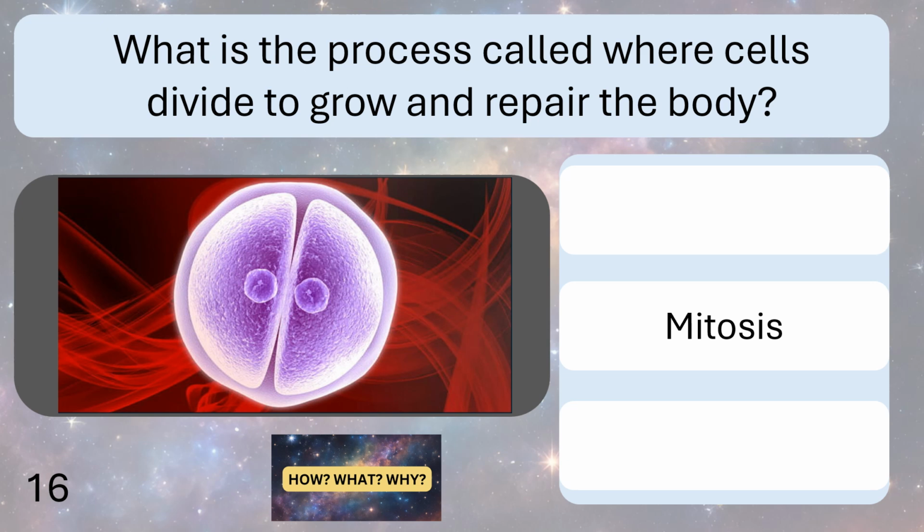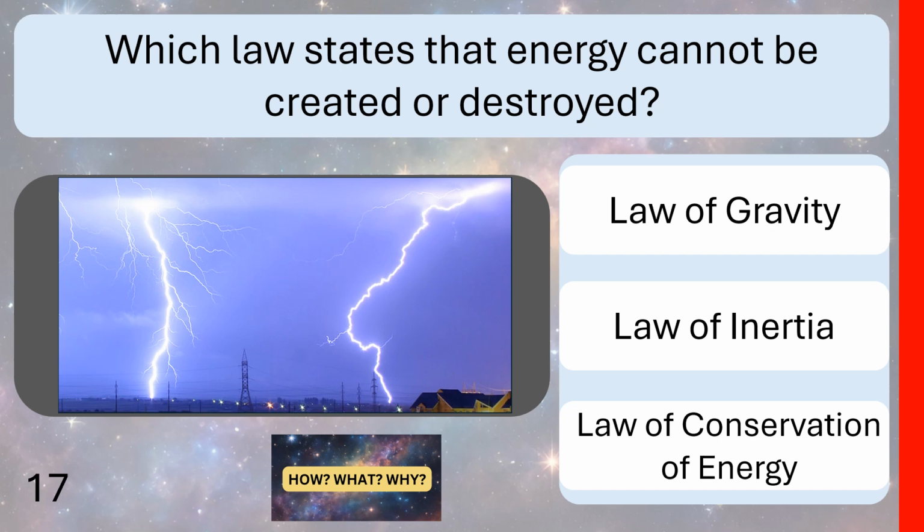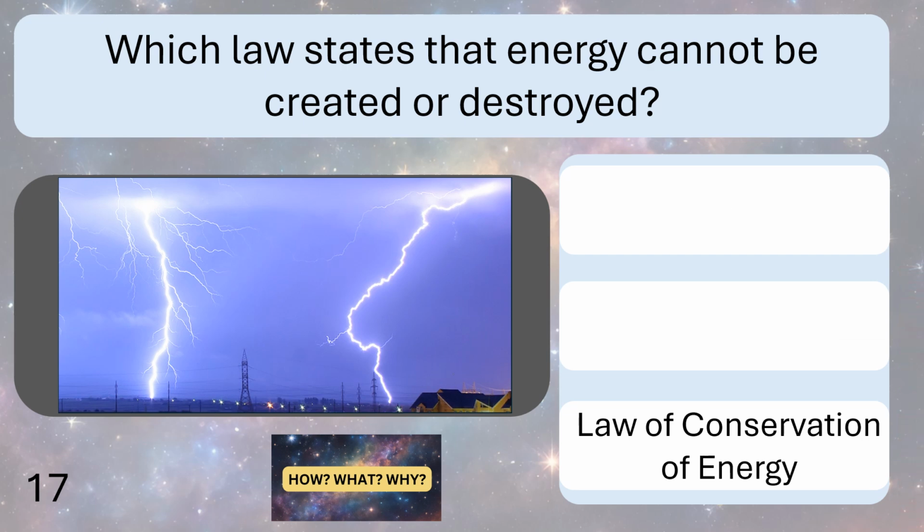This process of cell division is called mitosis. Question 17. Which law states that energy cannot be created or destroyed? Is it the law of gravity, or the law of inertia, or the law of conservation of energy? It's the law of conservation of energy that says that energy can neither be destroyed or created, only changed.